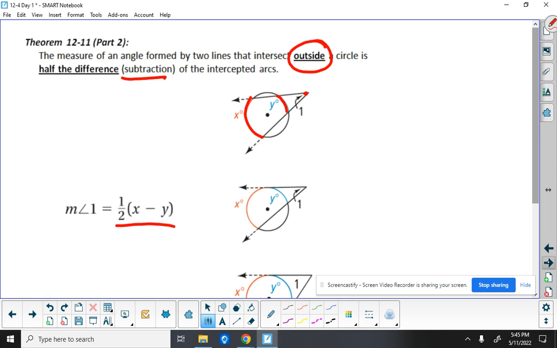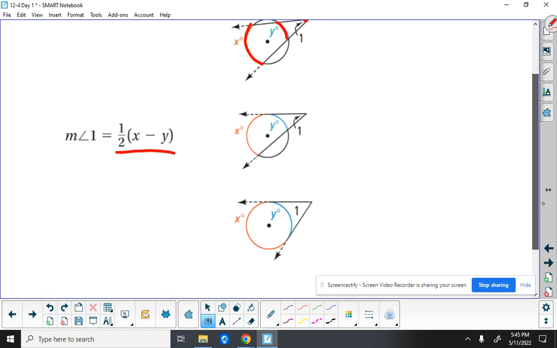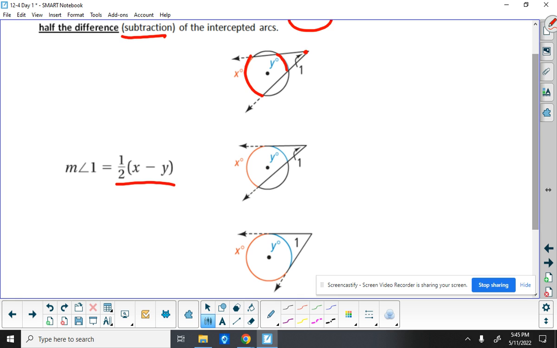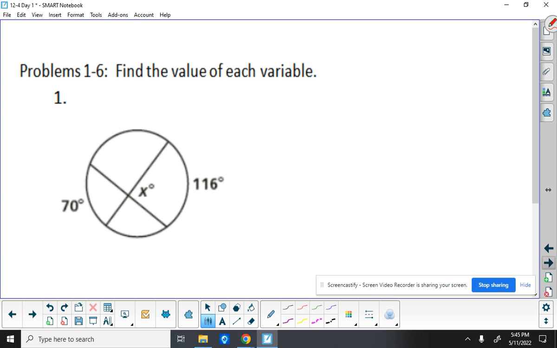It doesn't matter how that works. If you've got that point, like the top one up here, it's cutting through the circle in two places. This one I've got what looks to be a tangent and one that cuts through, and on the bottom one I've got what appears to be two tangents. It's still going to do the same thing. It's half the difference of the two intercepted arcs.